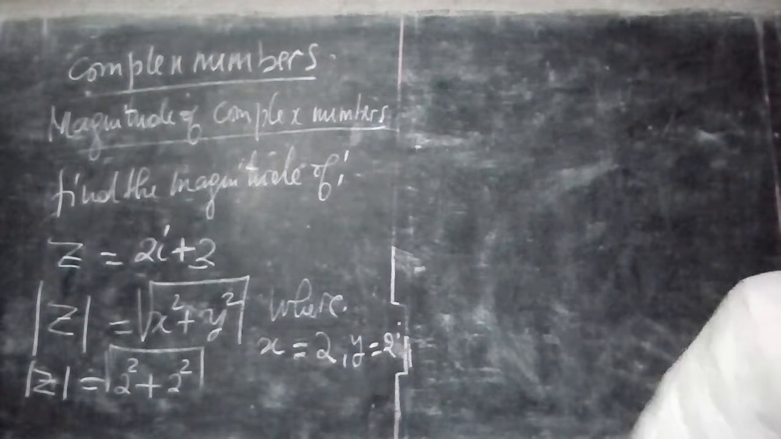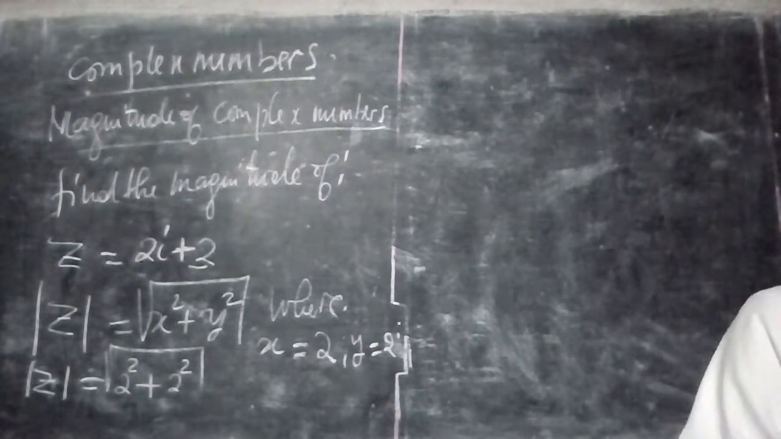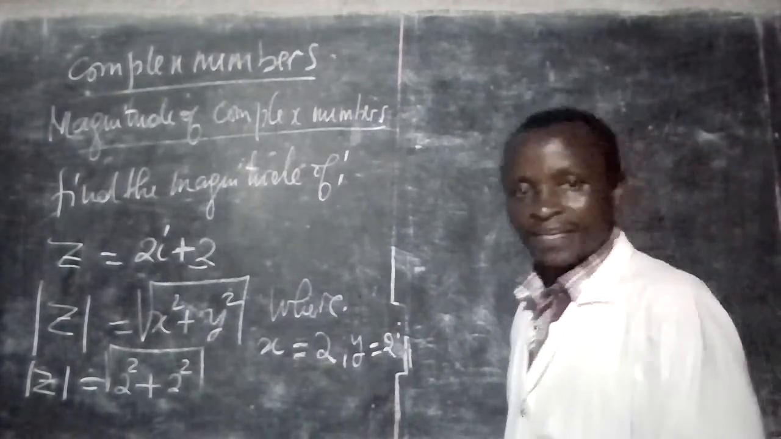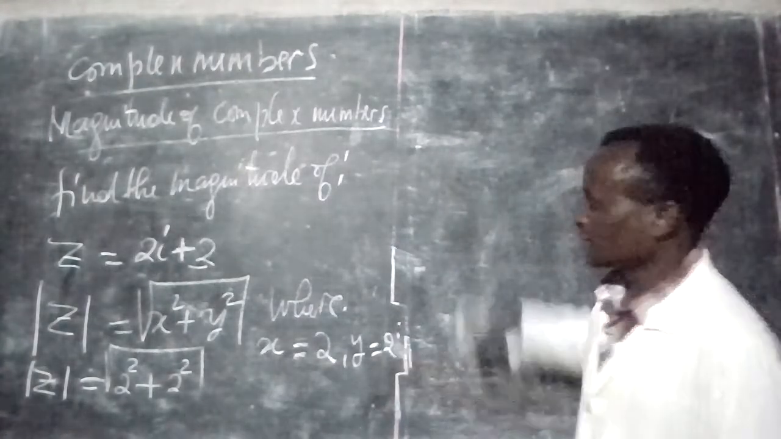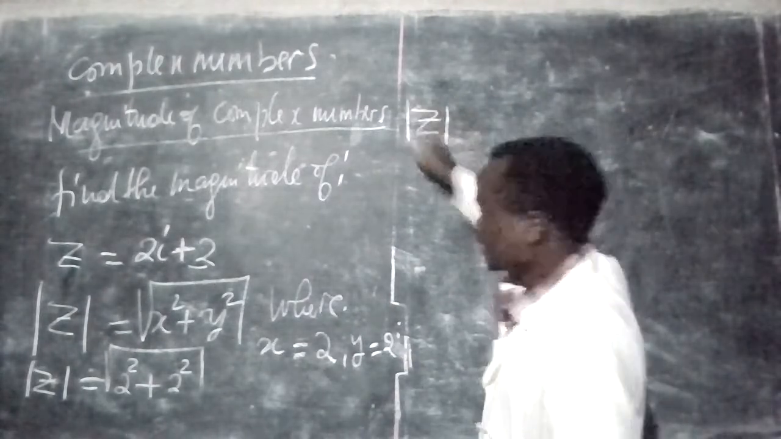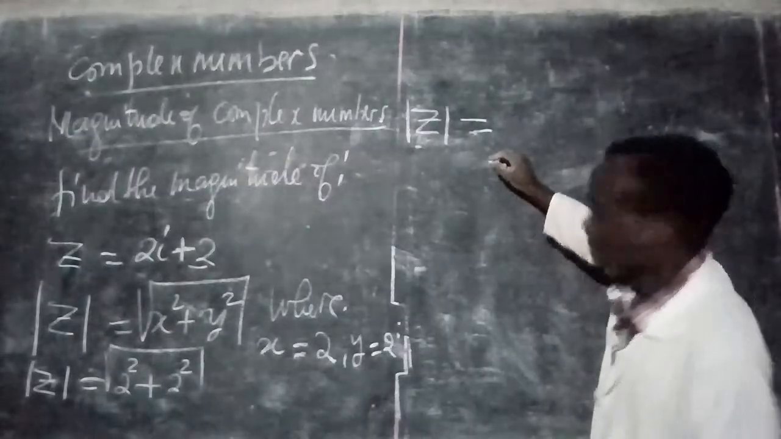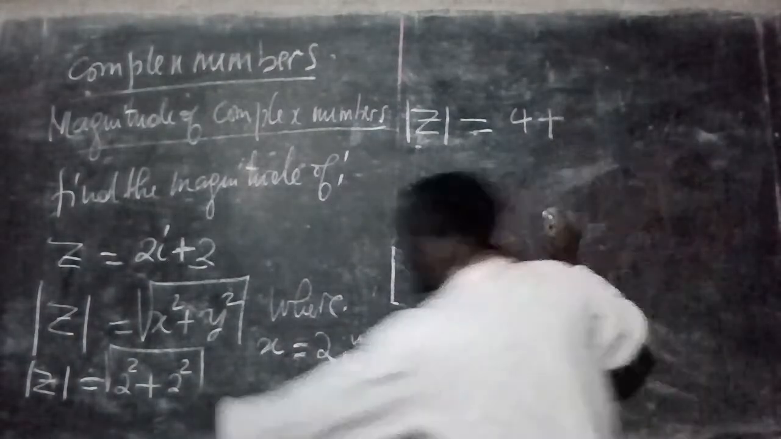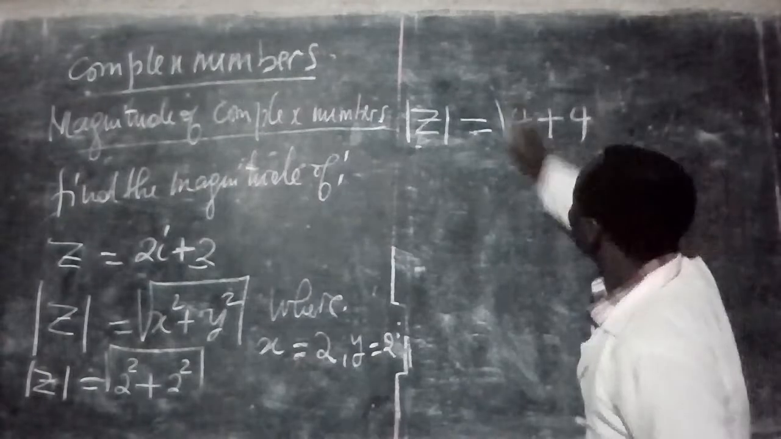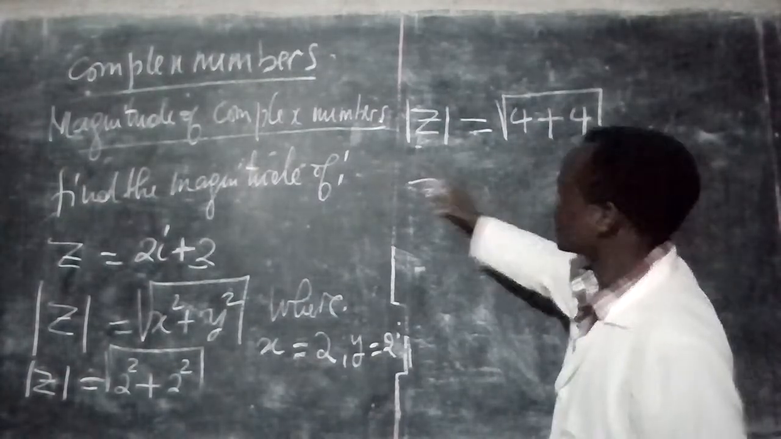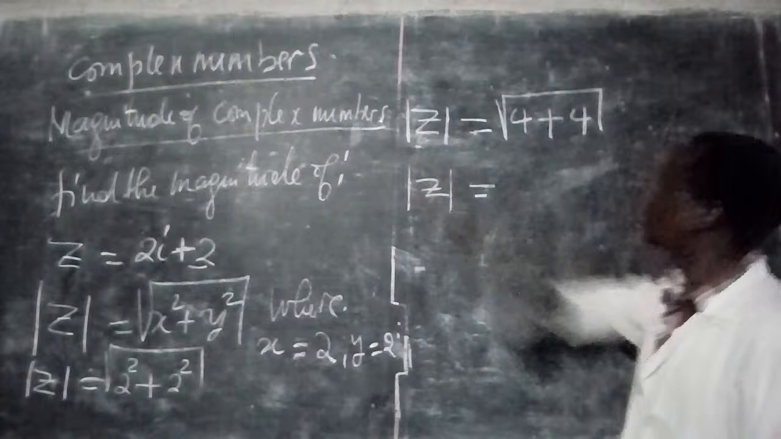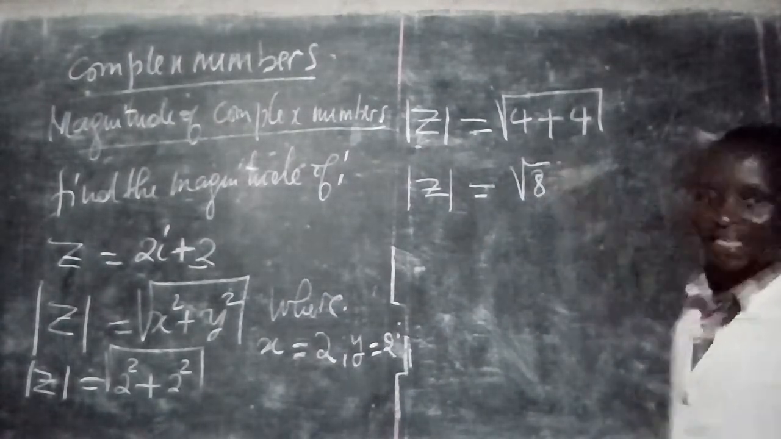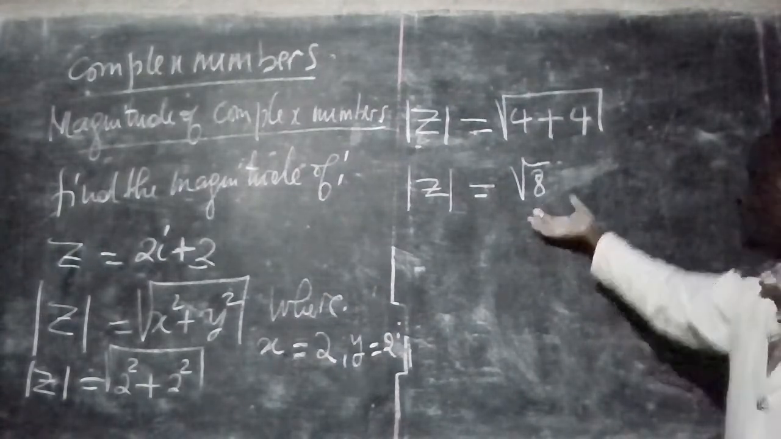Now finally we shall have, as our magnitude, 2 squared, which is equal to 4, plus 2 squared, 4, under the square root. Then our magnitude will be equal to the square root of 8. Also here, you are able to factorize this one.